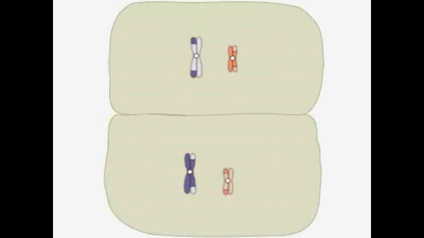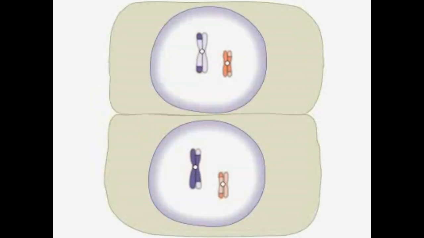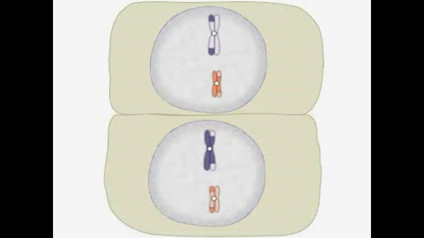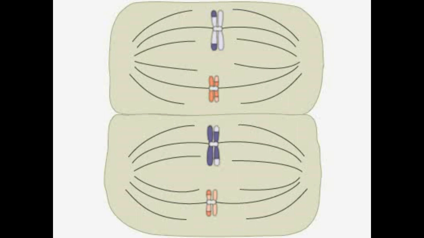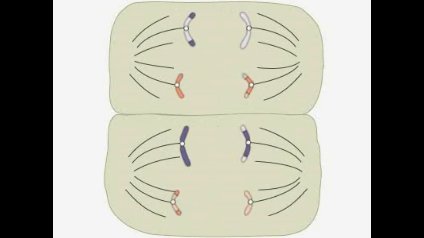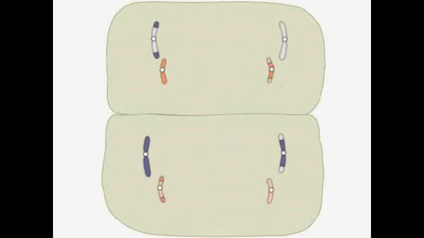Meiosis II is similar to mitosis. The pairs of sister chromatids line up at the equatorial plane. The sister chromatids separate as they are pulled toward opposite poles. Overall, the two divisions of meiosis produce 4 cells, each containing the haploid number of chromosomes.